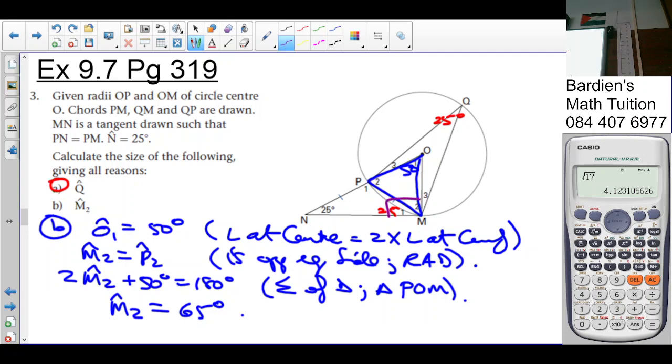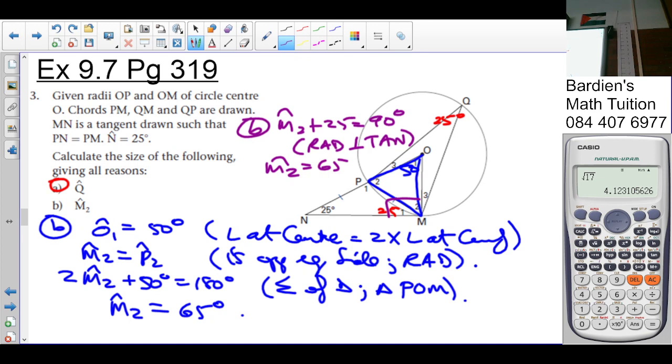Absolutely. Instead of that, you could have just said that M2 plus 25 is equal to 90 degrees. Why? Radius perpendicular to tangent. So M2 is equal to 65. Who saw that? Okay, you guys are sharper than me.